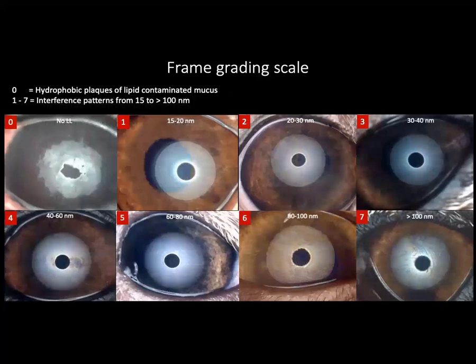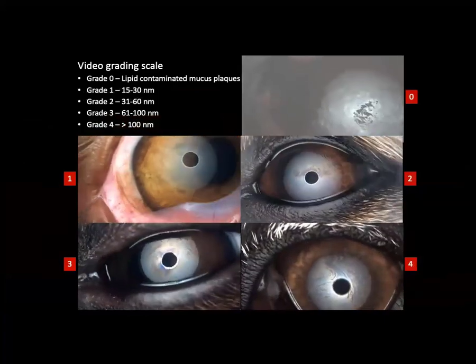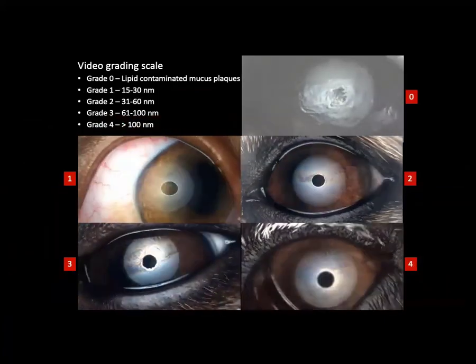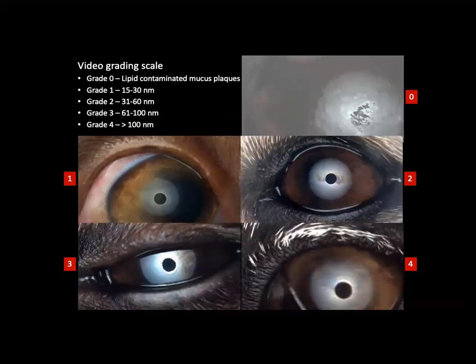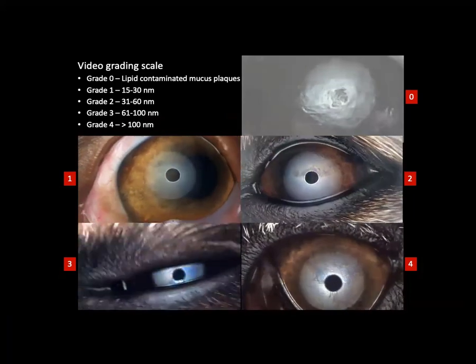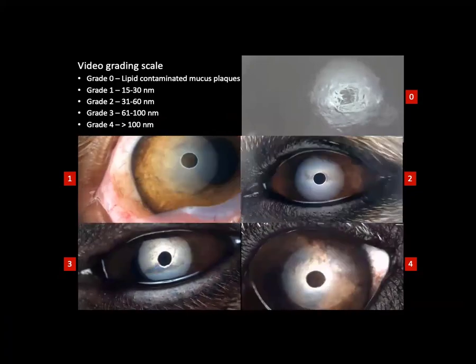This is a frame grading scale I used to evaluate the interferometric findings. As you can see, there are 7 interference pattern grades from 15 to more than 100 nanometers, and a 0 grade to describe the hydrophobic plaque of lipid-contaminated mucus I found in several eyes. This is a video grading scale. Again, a 0 grade to describe lipid-contaminated mucus plaque, and 4 grades to show the different patterns and most of all thin lipid layer dynamics.